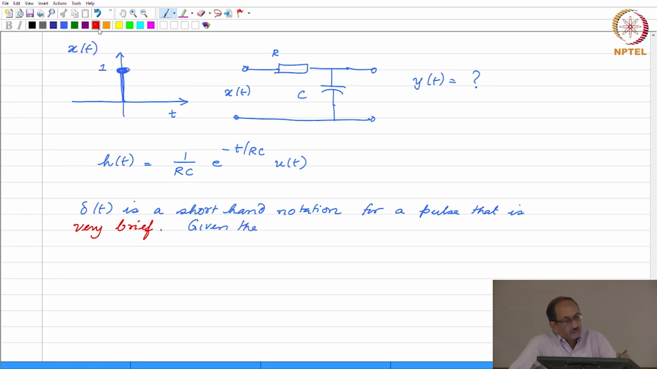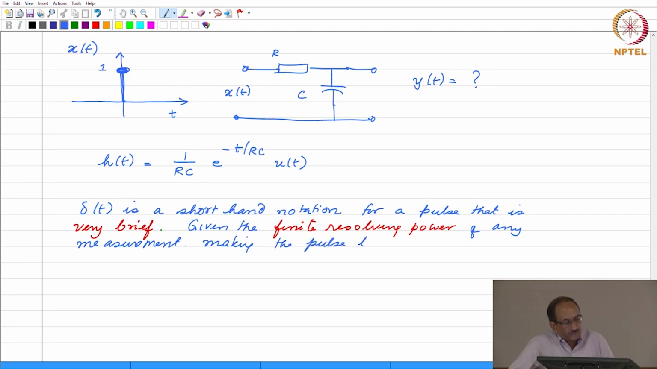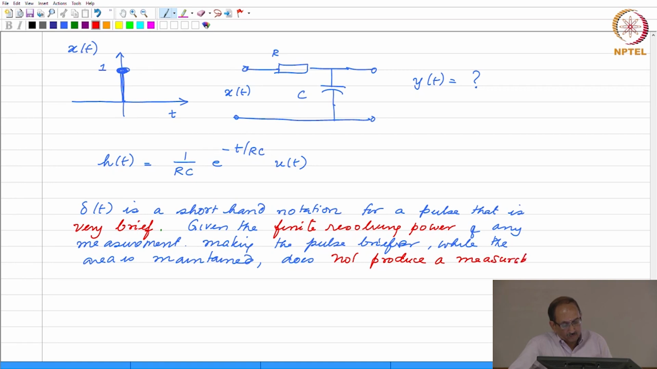given the finite resolving power of any measurement, making the pulse briefer while maintaining the same area does not produce a measurable difference, independent of the shape.